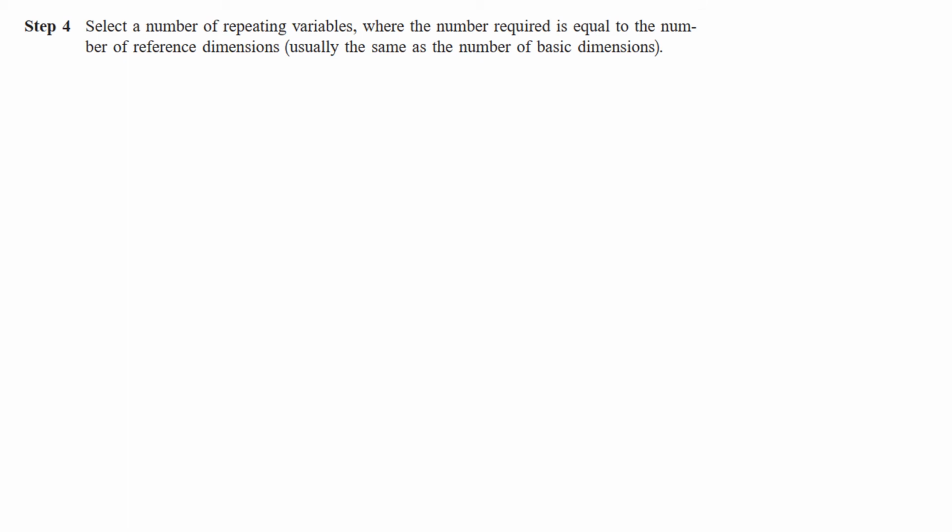In step 4, we are going to identify our repeating variables. So what is meant by repeating variables? As we saw in step 3, we will have two pi terms, pi 1 and pi 2. With the help of the Buckingham Pi theorem, we identified that we will have two pi terms by the formula k minus r, and repeating variables will be those variables that appear in both of these pi terms. It will appear in pi 1 and it will also appear in pi 2.